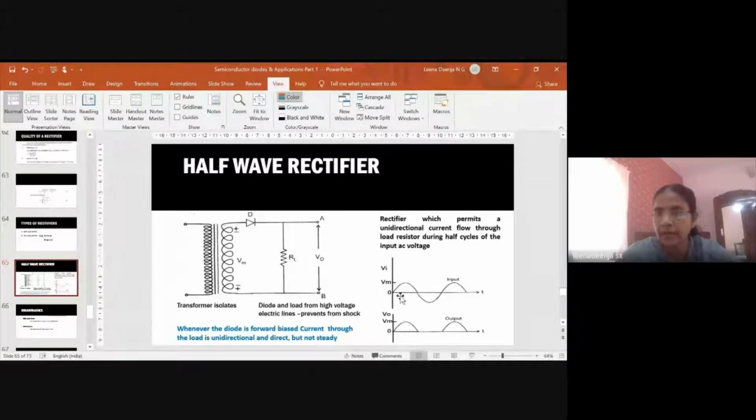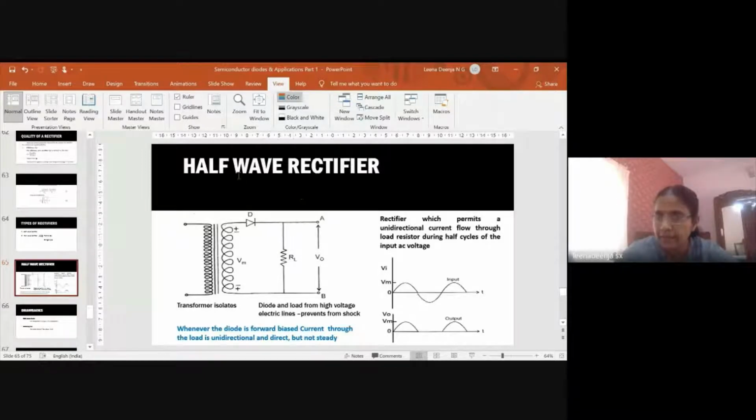So, the input is like this. Here we can see one sine wave. Here, the input is a sine wave. There are two halves for the sine wave. This is positive half and this is negative half.